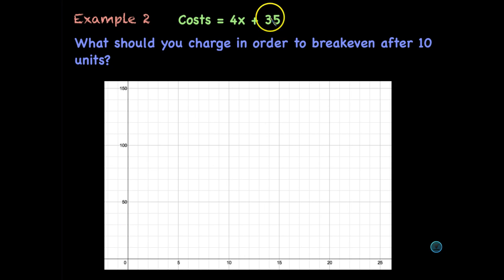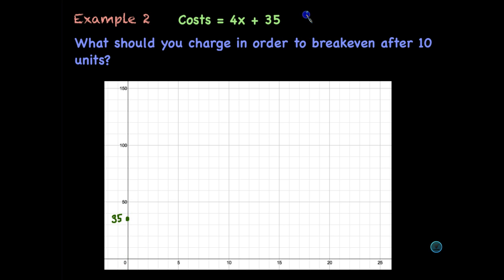Let's graph our starting point, or our fixed expenses, at 35. And that looks like it would be right about here. Now let's graph our slope. Well, our slope is 4 over x. So that's a rise of 4 over a run of 1. Well, a run of 1 is not a problem, but it's hard to find 4.